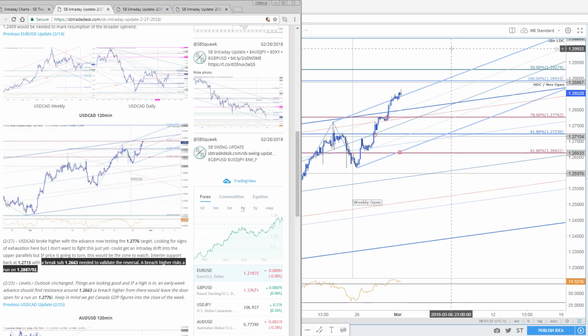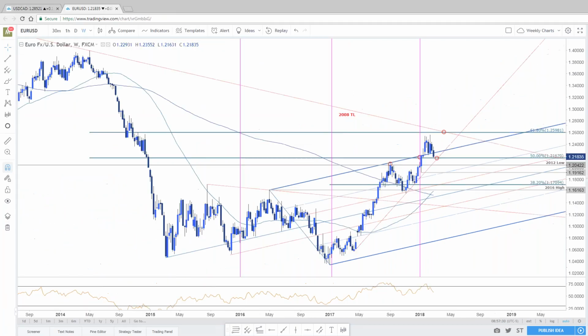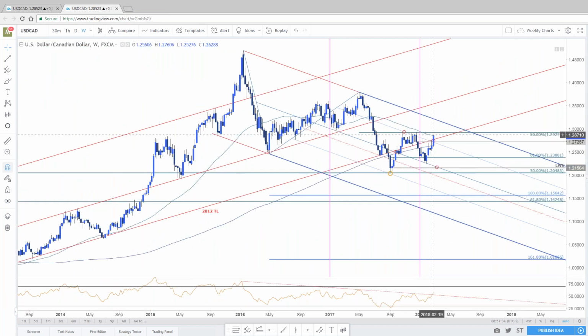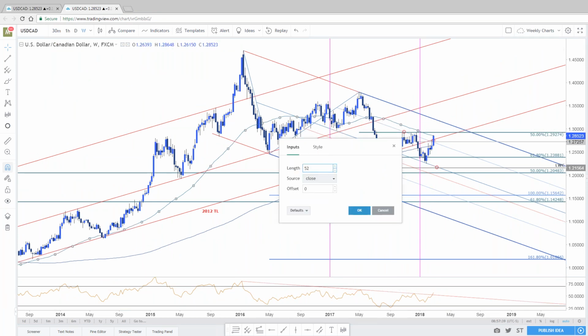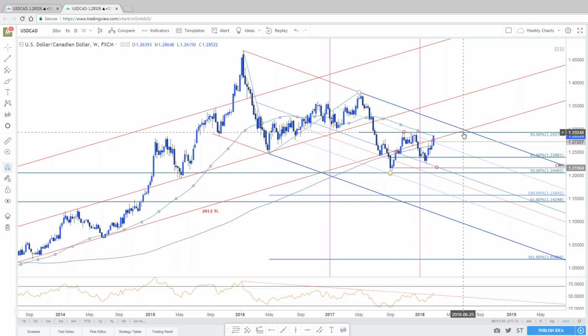Okay, and watch the weekly close on dollar CAD. This is going to be paramount. Here's the weekly chart, right? Watch the weekly close. Keep in mind this is the long-term 52-week moving average. We're testing that right now, just above that 29.27 level. So watch for if we're able to close above or below.